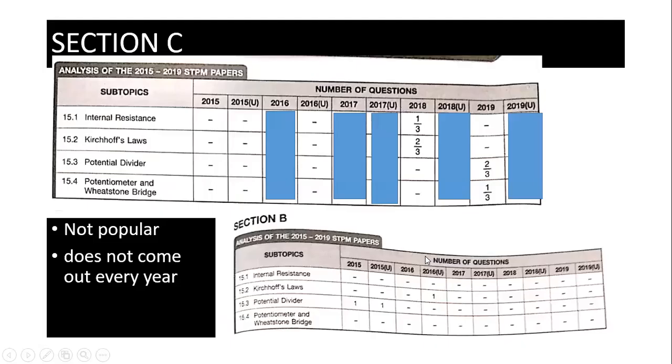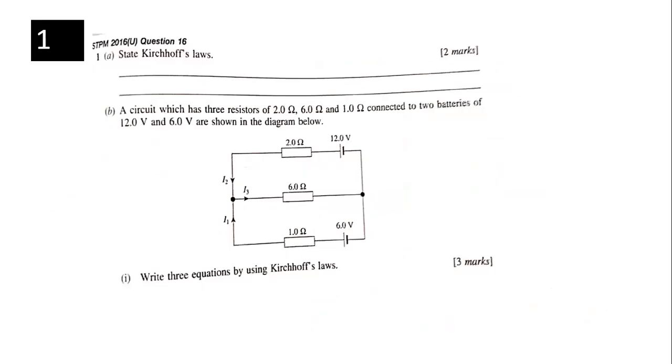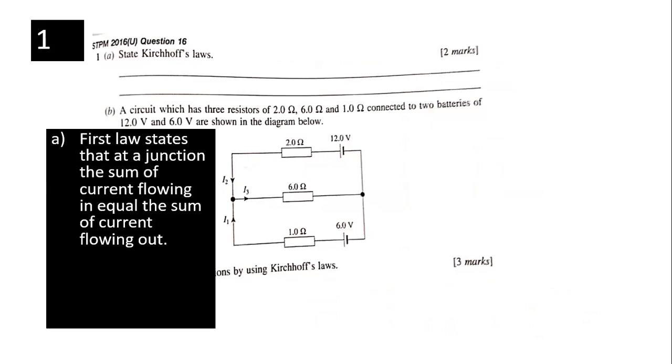Okay, something is wrong with the equation. Anyway, if you combine section C and section B, you can see that certain years it doesn't come out at all. Not popular, does not come out every year. Okay, we won't bother about that. We have done that already.